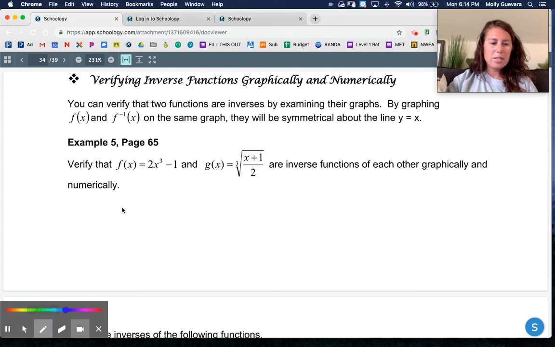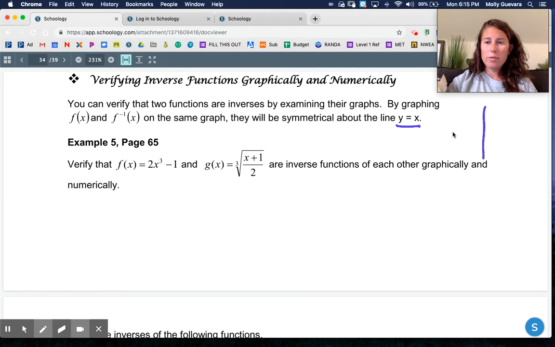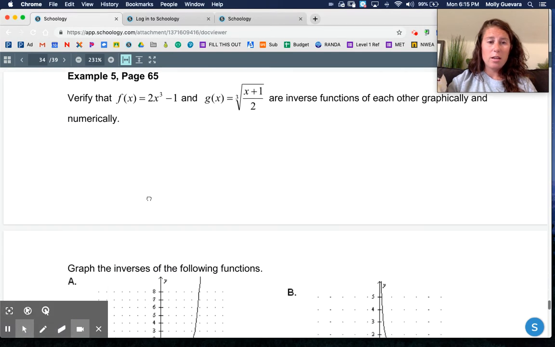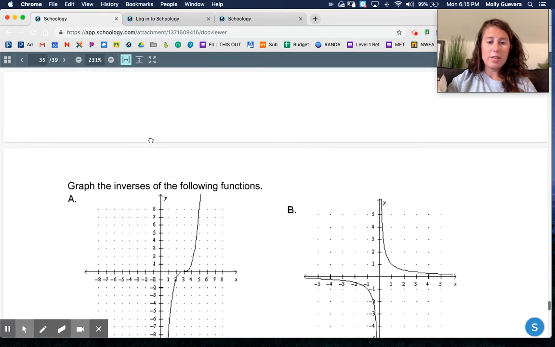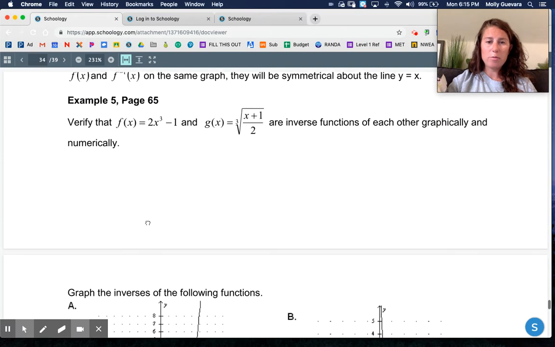But before we get started on that, we need to talk about this right here. So two functions are inverses of each other graphically if they are symmetrical around this line, y equals x. So just a quick reminder that the line y equals x is that perfect diagonal through the origin. Okay, so if they are symmetrical to each other over this line, y equals x, then they are inverses of each other. And we will see what that looks like both down here, but also on this problem as well, okay?